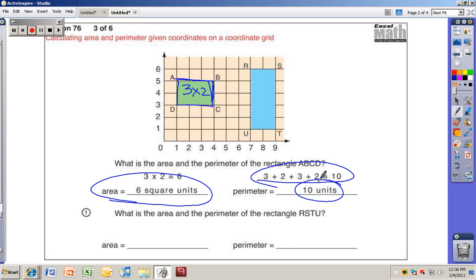Now let's see if you can find the perimeter and the area of this other rectangle right over here, rectangle RSTU. Pause the video, turn it back on when you're ready to see the answers. Emma, you want to give this one a shot? Yeah. Okay, here goes Emma.